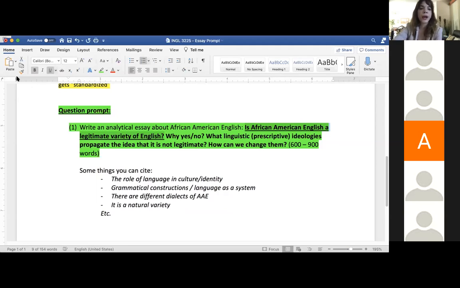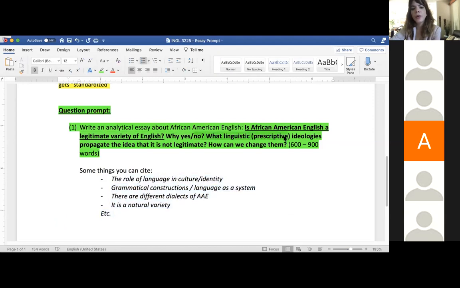Some of the reasons you can talk about are the role of language in their culture and their identity, how they're brought up from birth speaking that way, how it's a system, it has its own rules and constructions, how it has different dialects, etc. The film also goes on to mention the role of African American English in the entertainment industry, todo eso, and the performative role of language as well. You can write about that. So why yes, why no, you cite the reasons.